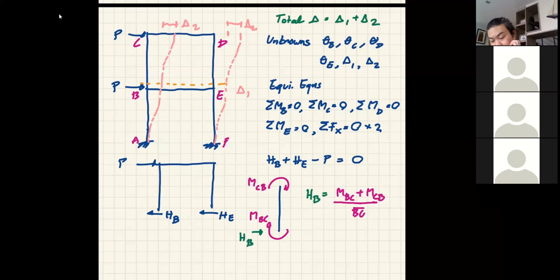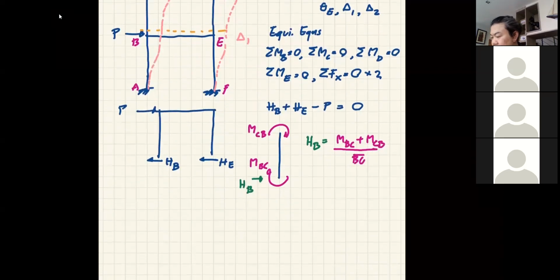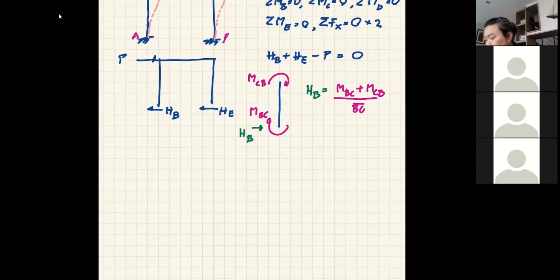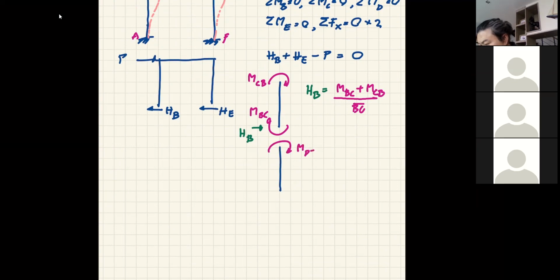And you can do likewise for HE. Let me just do it for you so that we have a complete picture. Here is MDE, that is MED, and that should give us the equation that will show you HE, but it's in that direction. So HE is equal to MDE plus MED divided by the length of member DE.